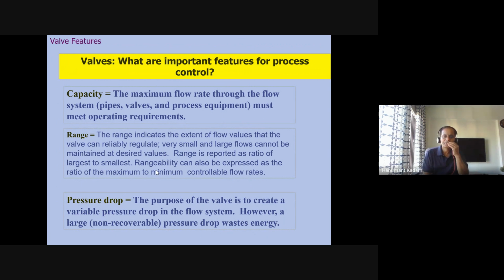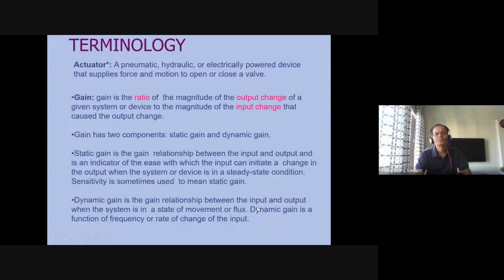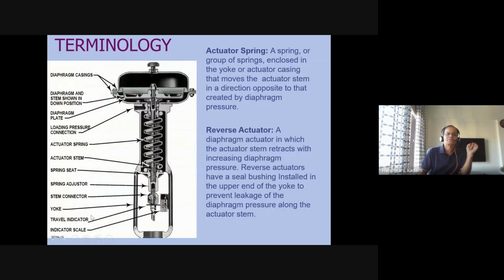Then pressure drop across the valve, so DP. The purpose of the valve is to create a variable pressure drop in the flow system. However, a large pressure drop wastes energy. So I have shown you the actuator, gain, these parameters. For the actuator, you use types such as pneumatic or hydraulic. Gain is the ratio of output to input change. Gain has two components, static gain and dynamic gain. Static gain is the gain relation. I'm skipping this terminology. So I think this picture is clear to understand the valve parts.